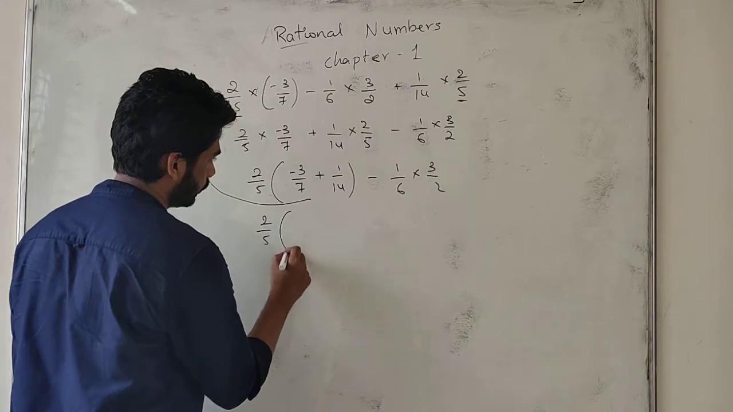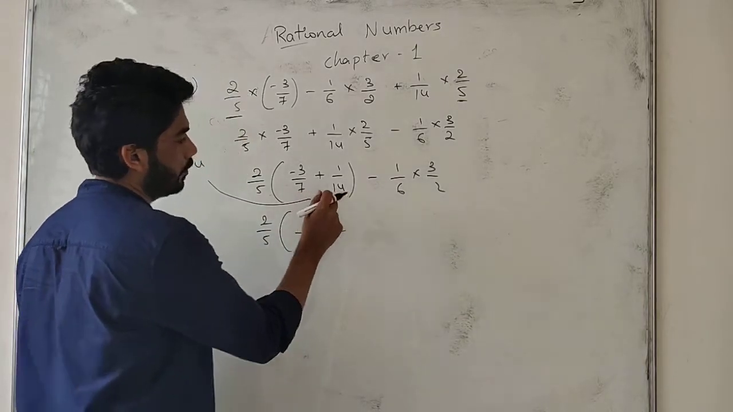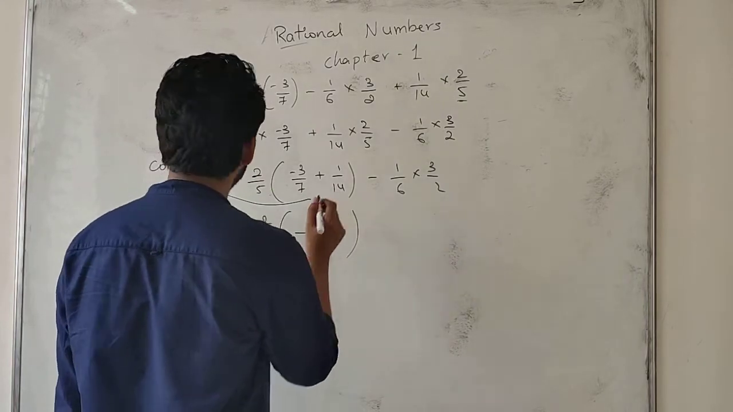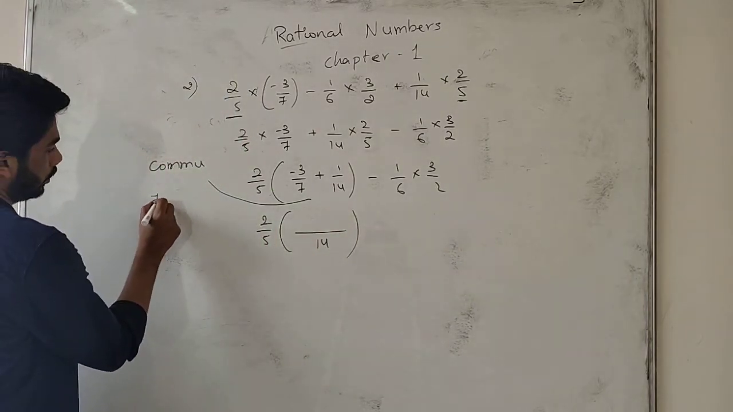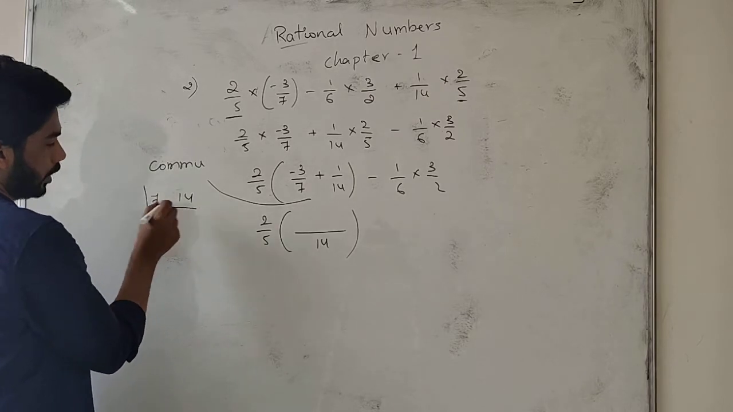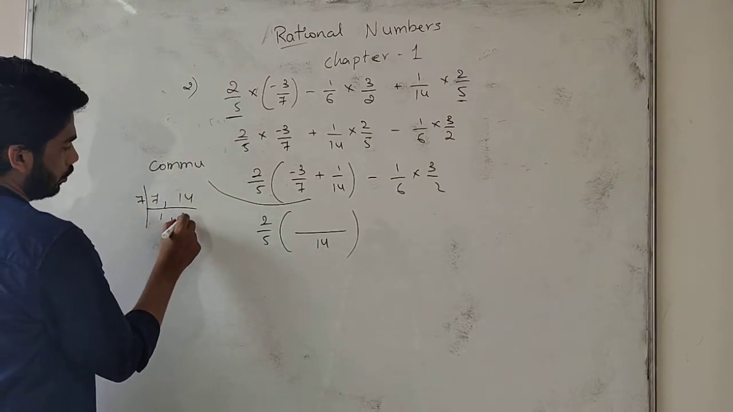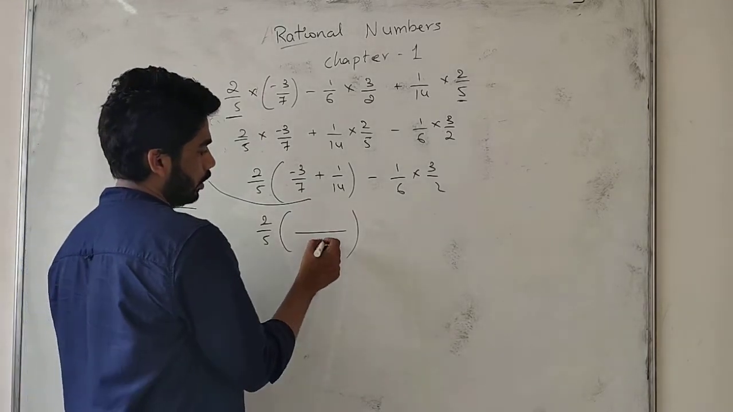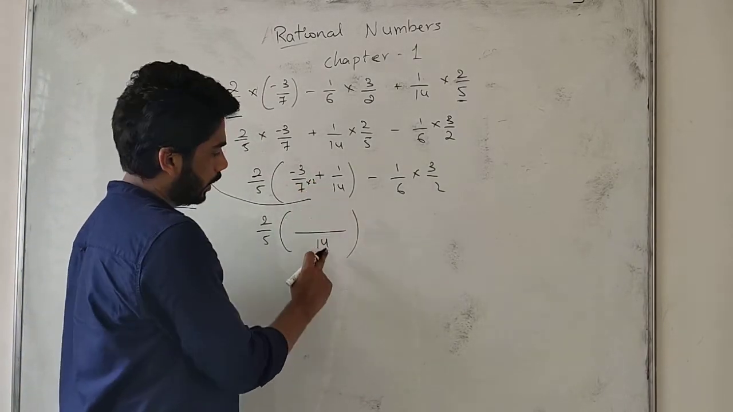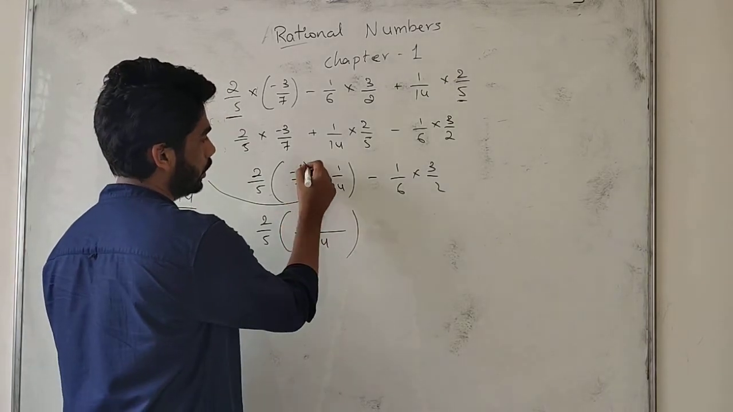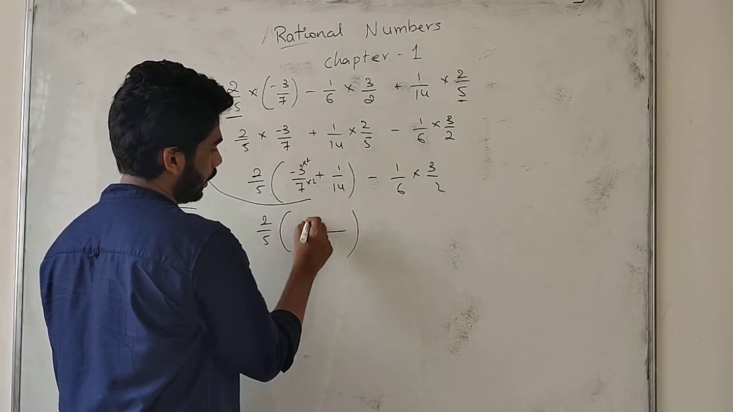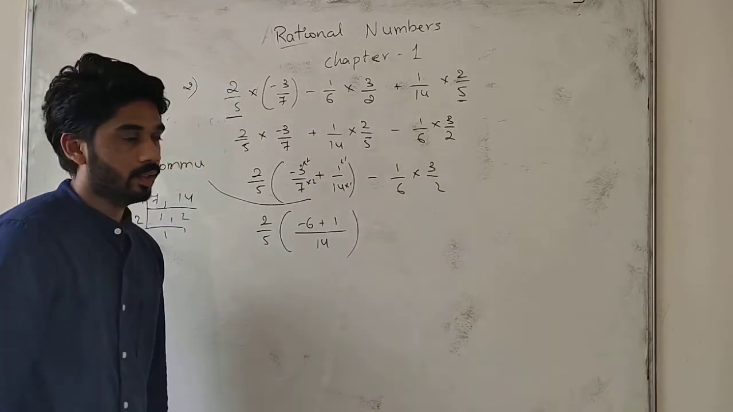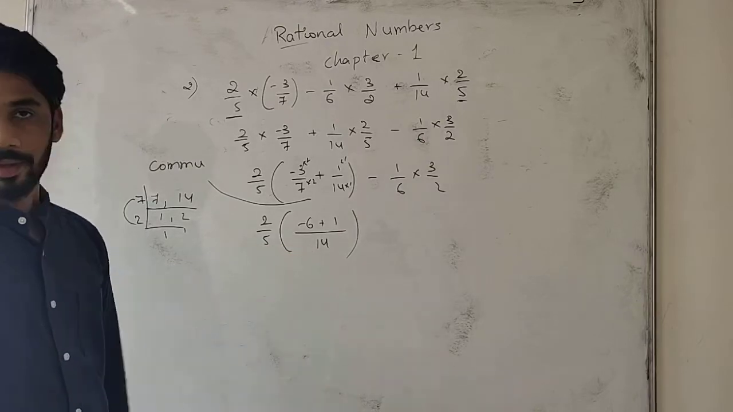2 by 5, and for the LCM of 7 and 14, the LCM is 14. How will we take it? 7 and 14 must both divide it. So 7 is a prime number, so 7 twos are 14. So if we multiply by 2, we get 14. So here 7 twos are 14, so minus 3 twos are minus 6, plus 14 ones are 14, so it will be 1. Okay. Minus 6 plus 1 divided by 14.